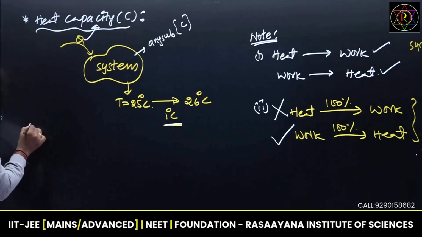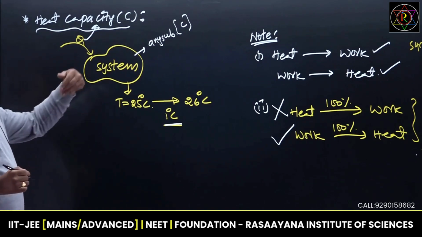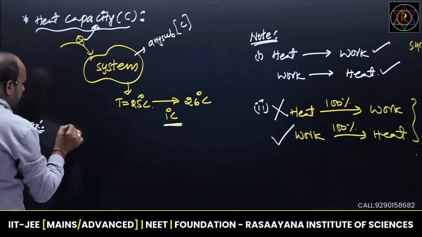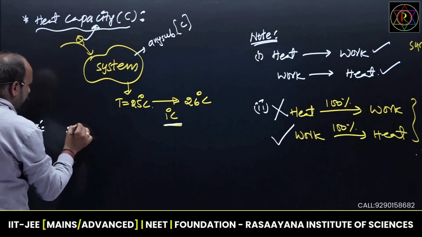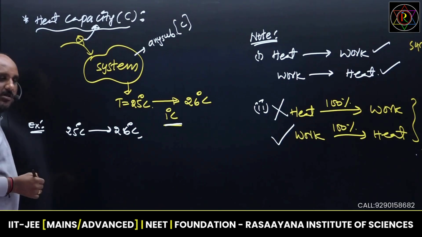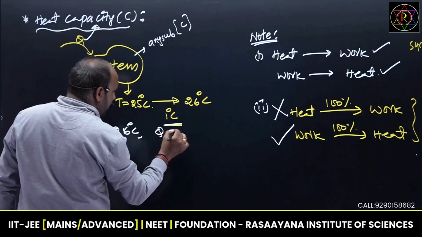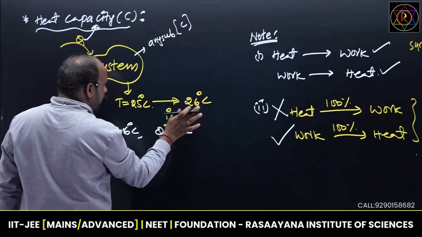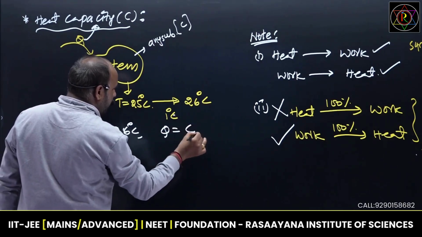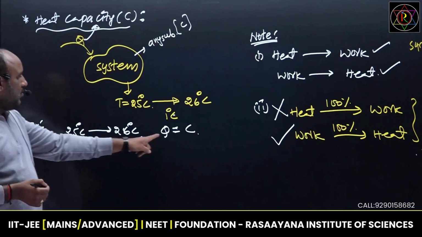Right. So we'll go with an example and we'll get an equation for that. So how will this be correlated with the others? That we will see. For example, the system temperature goes from 25 degrees centigrade to 26 degrees centigrade. So the system's Q will be equal to what? Q will be equal to C. That means heat will be equal to heat capacity. Q is equal to C.